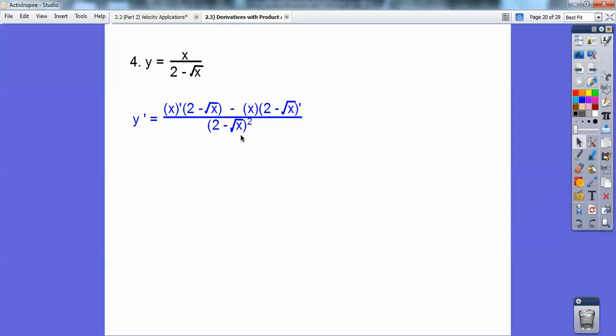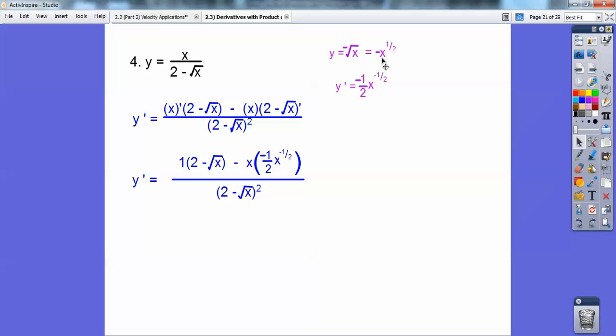Okay, so let's go ahead. The derivative of this guy is 1. The derivative of this guy, I'll show you right here. y equals square root of x is the same as y equals x to the 1/2, and I included that negative right there. So when I take the derivative, the 1/2 comes down, and 1/2 minus 1 is negative 1/2. So that's where I get that negative 1/2 right there. So that's this guy right here. And then when I clean that up, I get that guy right there.